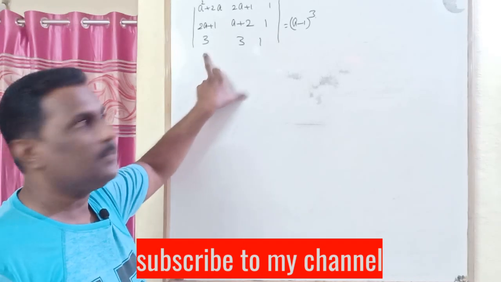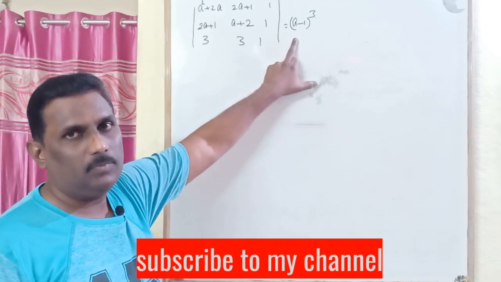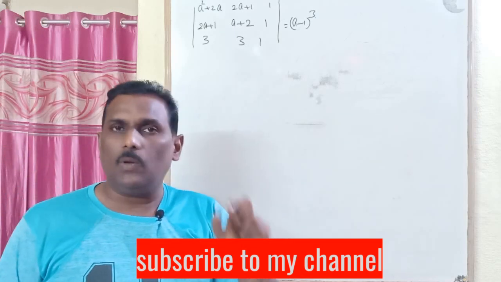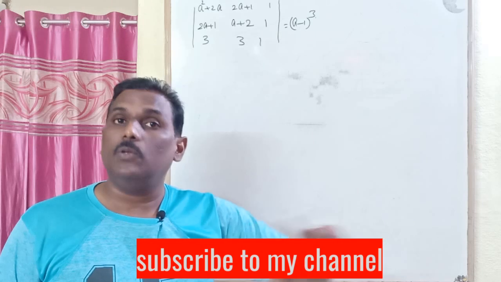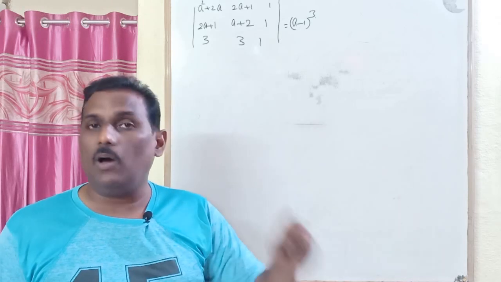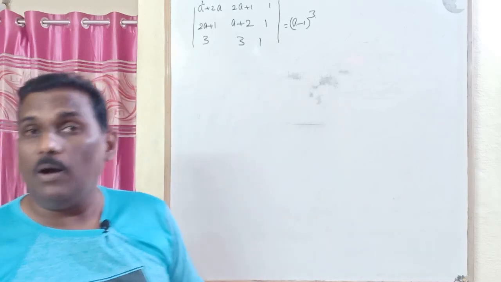Look at this determinant. Result is (a minus 1) cube. As I said in the last video, whenever a determinant is given, you are lucky enough that the answer also will be given. You have to get that answer. It is not that you find the value. The result will be given to you, so RHS will be there with you. Now how to get the RHS?